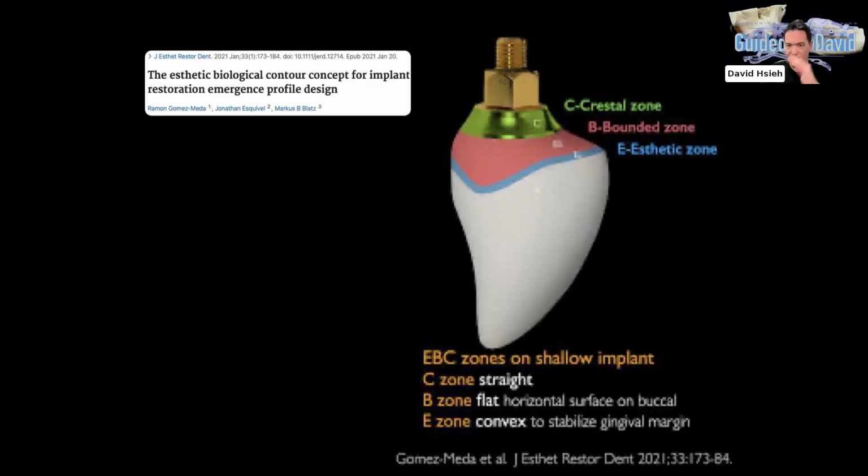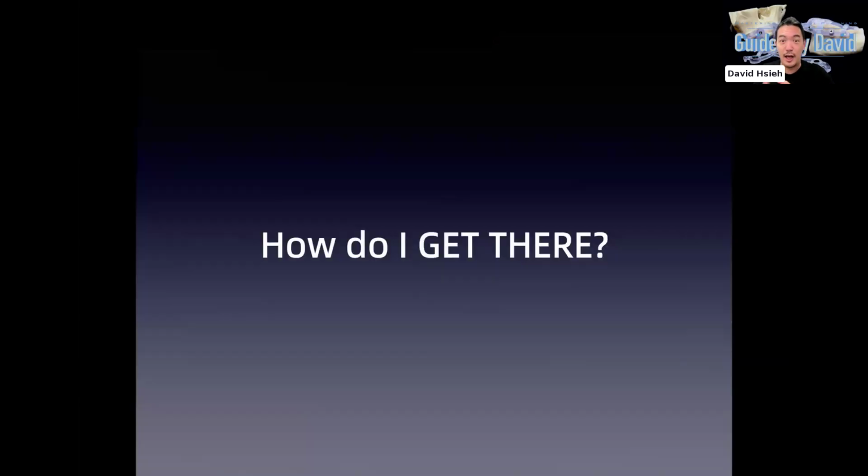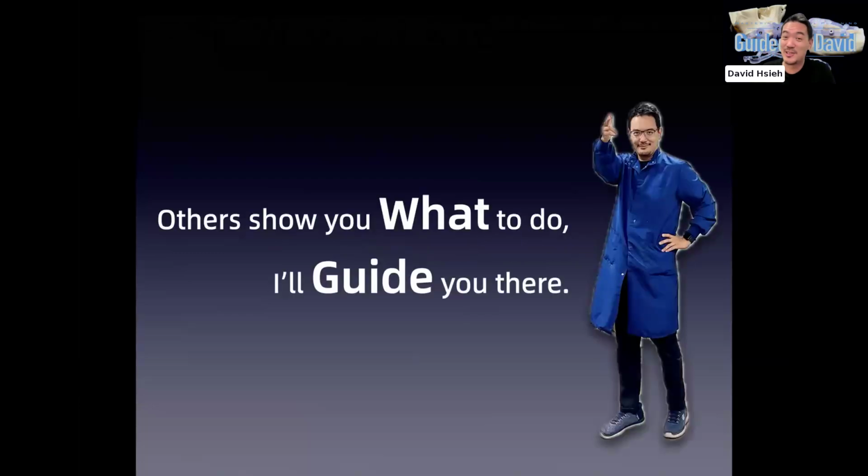So now we know that, right? It's easier to understand, right? The histology, right? The 3-2 rule, and then the foundation of the 3 millimeter thickness for biologic width. Easy to understand, not that hard, right? But the question is, how do I get there? Right? So no worries. Others will show you what to do, but I'll guide you there.